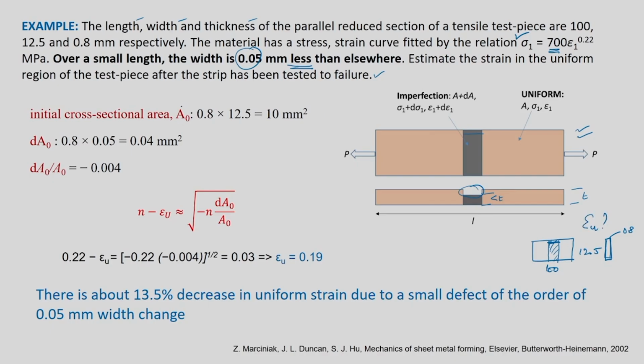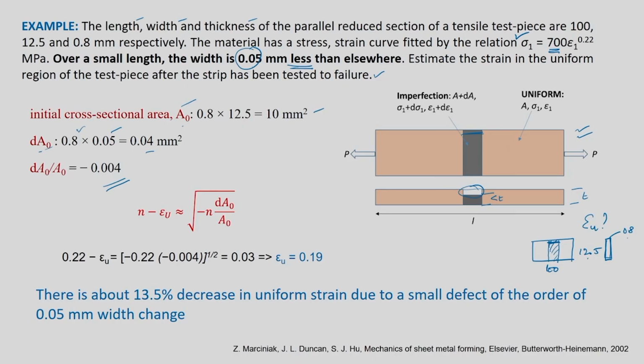The initial area of cross section in the uniform region is 0.8 into 12.5, which is about 10 mm square, and dA naught you can get directly from this. Width is 0.05 mm less. The thickness of 0.8 is going to remain the same; only width is reduced in this problem. So, 0.8 into 0.05 would be 0.04 mm square, which is dA naught. So, dA naught by A naught is nothing but minus 0.004. It is a negative quantity.